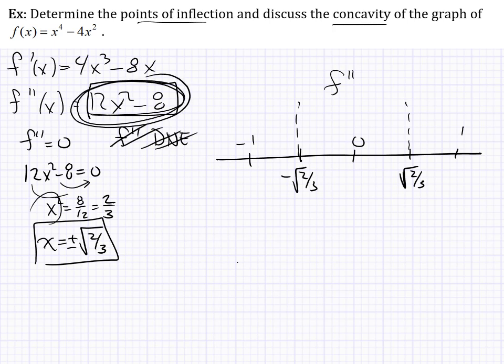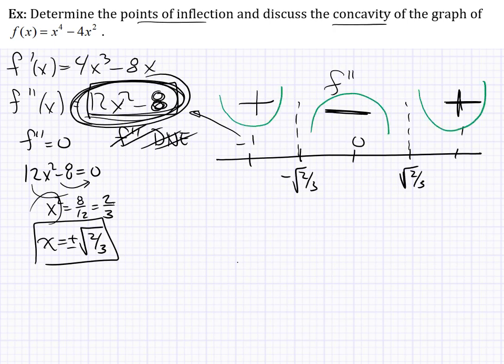And I think clearly you can see when I plug -1 in, I'm going to get a positive. When I plug 0 in, I'm going to get a negative. When I plug +1 in, I'm going to get a positive into the second derivative. Again, because this second derivative is a pretty easy function. So what does that tell me? It tells me my original function is concave up, concave down, then concave up.